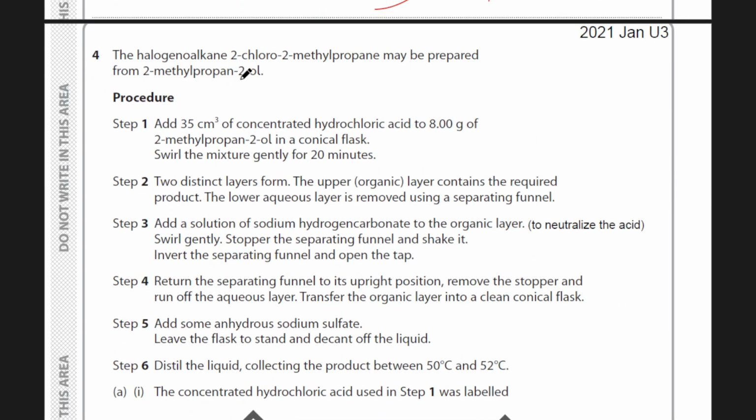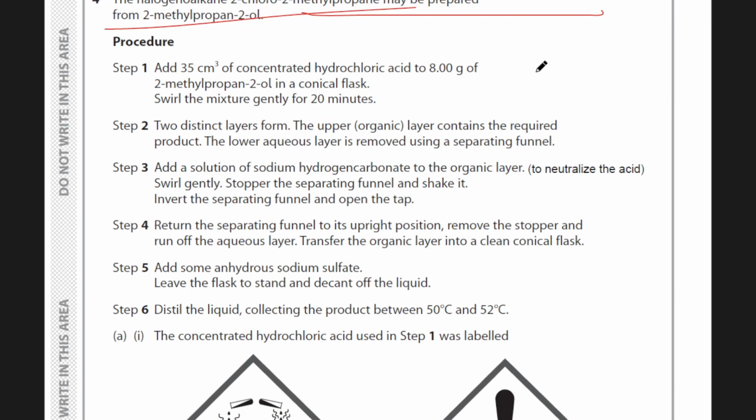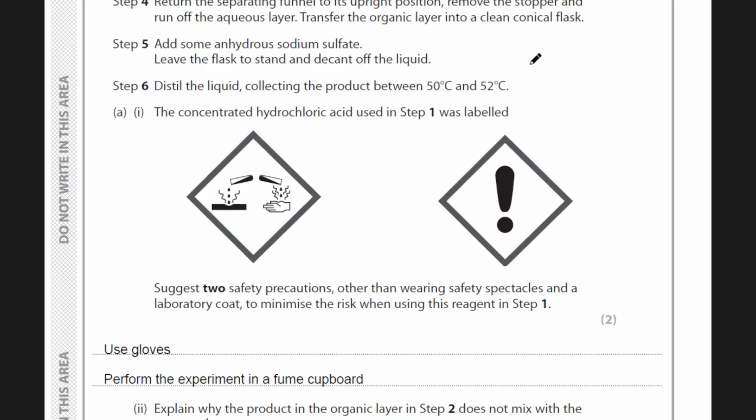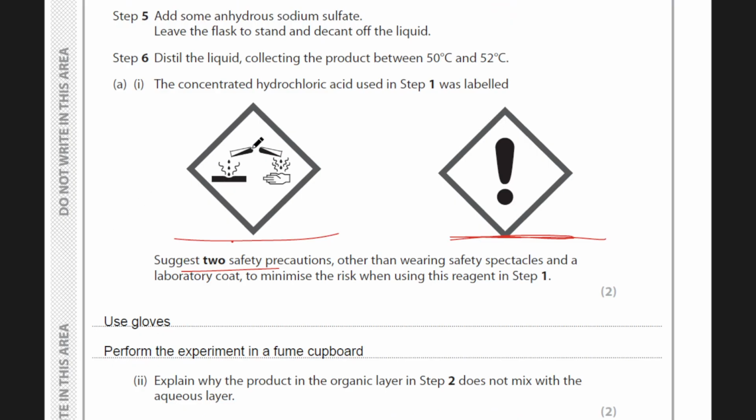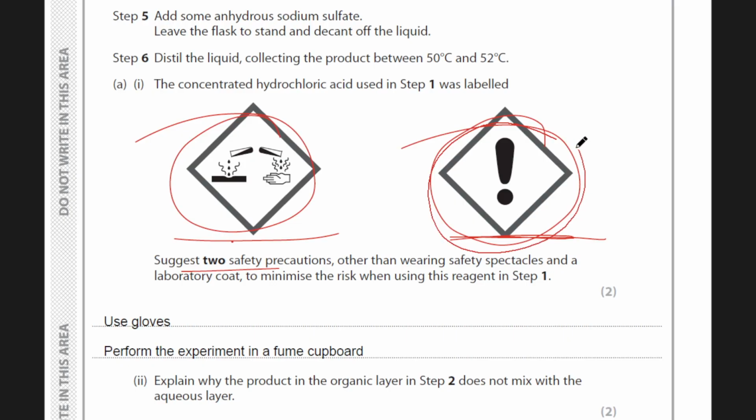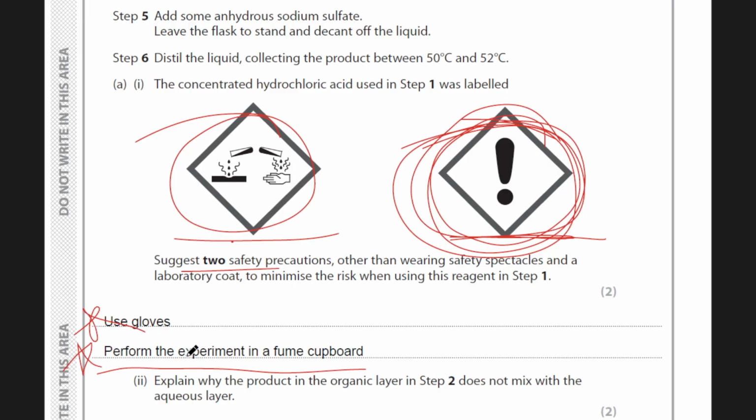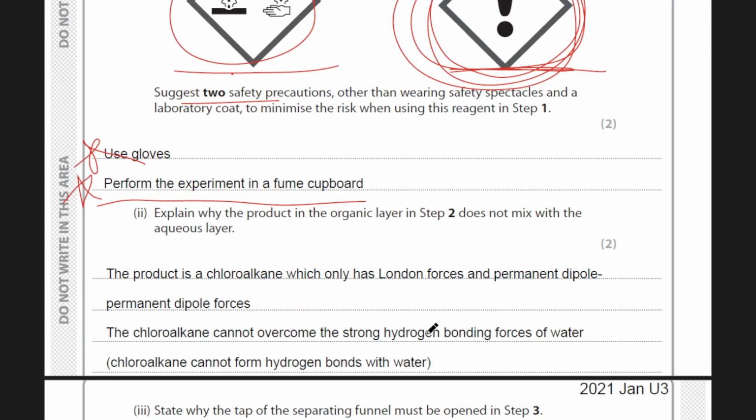The next question here: the halogenoalkane 2-chloro-2-methylpropane may be prepared from 2-methylpropan-2-ol. So the procedure is provided. Again, the question is about the hazard symbols provided, but this time they told you to suggest 2 precautions related to these hazard symbols. So for this, since it's corrosive and this indicates the reaction is toxic in nature, you can use gloves in order to protect your skin, and since it's toxic, you can perform the experiment in a fume cupboard. So these are the two safety precautions which are suitable enough for this answer.